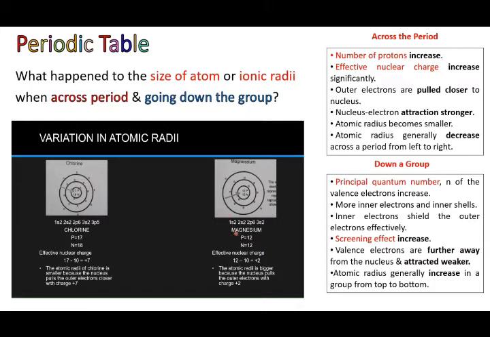Okay, magnesium has 1s2, 2s2, 2p6, 3s2. So how to calculate the effective nuclear charge? Same. The inner shell electrons are 10. If we calculate here, the inner electrons are 10, and the proton number is 12. So 12 minus 10 is equal to positive 2. Okay, the conclusion: the atomic radius is bigger because the nucleus pulls the outer electron with charge positive 2.